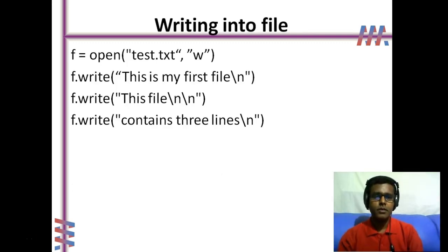The next one we'll see is how to write into the file. First open the file in the write mode: open test.txt comma w. That will open the file in the write mode. In the next 3 lines I am going to write something into the file. f.write, I am writing my first line, that is this is my first file, then I am writing a new line character. The second write statement, I am writing this file, then 2 new line characters. The third line I am writing contains 3 lines, then a new line character.